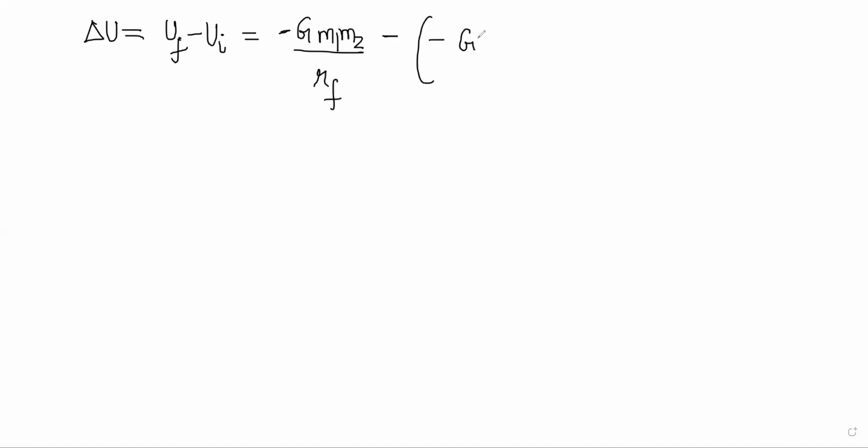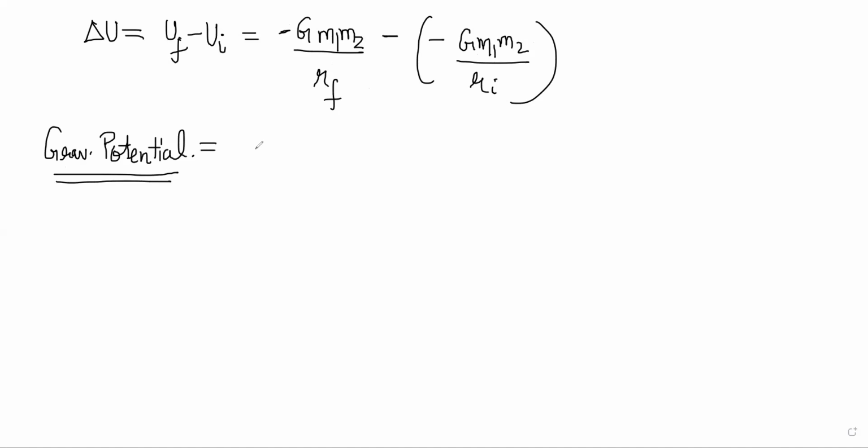Anyway, now coming back to the potential part. Once we have defined potential energy, the change in potential energy becomes simply U final minus U initial. So you can say it is minus G M1 M2 by R final minus, minus G M1 M2 by R initial. That is your expression for change in potential energy. Now we define a new quantity called gravitational potential, where change in potential is equal to change in potential energy by mass.